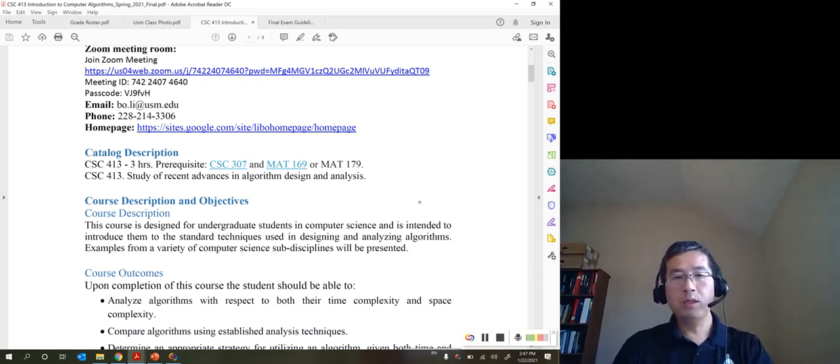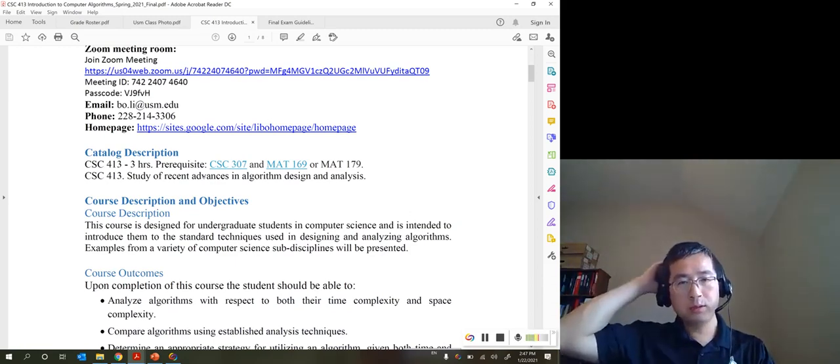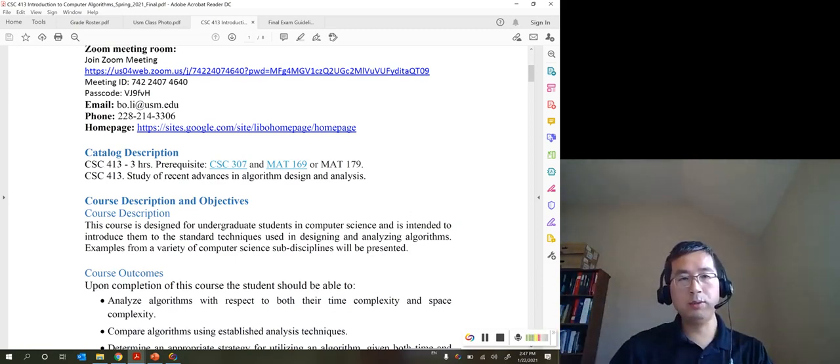And the next one we talk about is the catalog description. It's very short. Study of recent advances in algorithm design and analysis. But we already mentioned the topics for this course: design, analysis, and proof. Which strategies will be learned in this one? Mainly divide and conquer. And then we will learn graph algorithms, greedy algorithms, and what else?